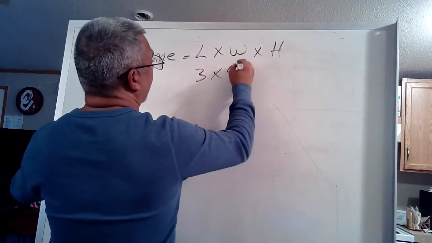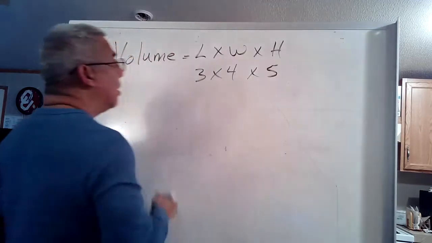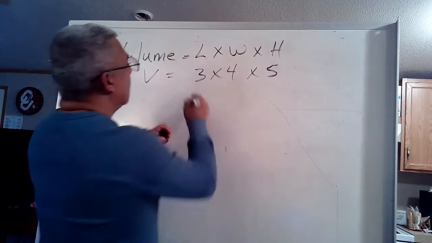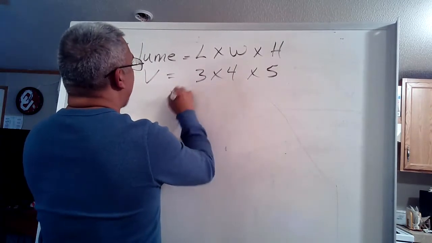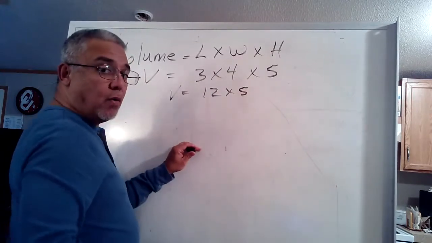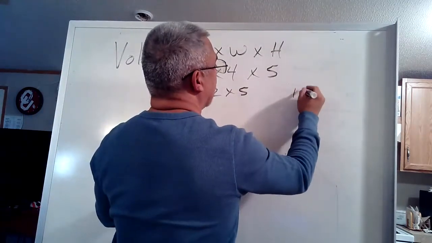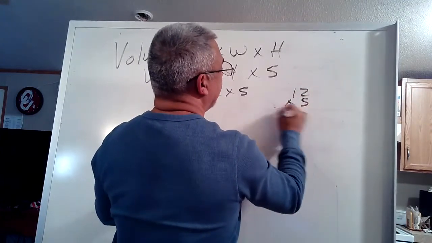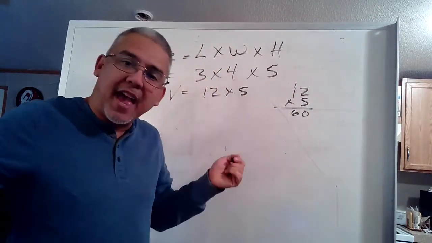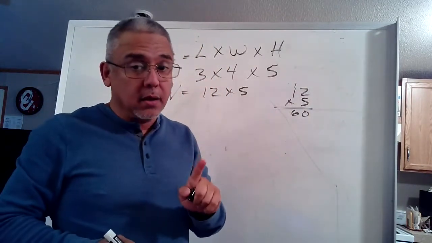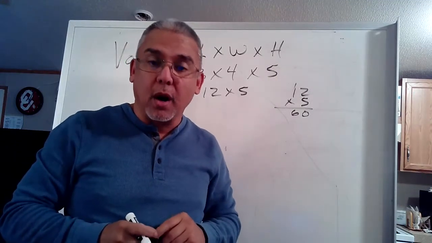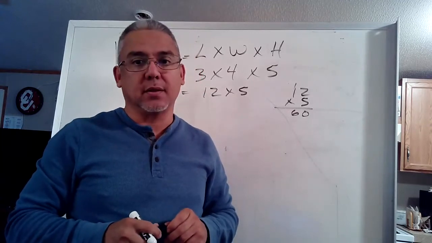3 times 4 times 5. So V is equal to 3 times 4 times 5. Well, 3 times 4, if you know your math facts, V is equal to 12. 12 times 5. Mom and Dad taught me to multiply like this: 12 times 5. That's 10. Carry the 1. 60. Yay, I got the right answer. This is all good until the numbers start getting bigger and you're going to make mistakes.